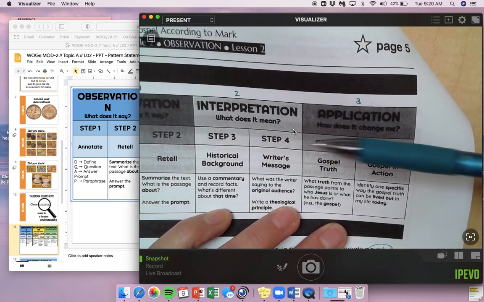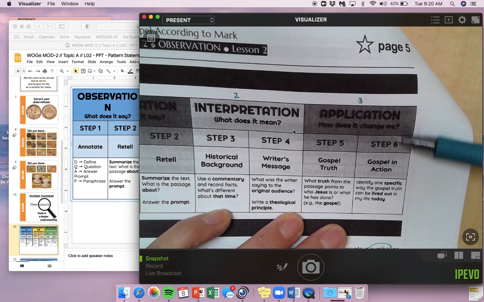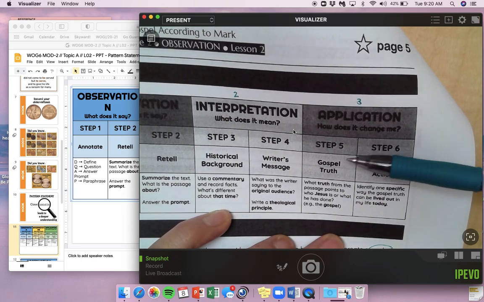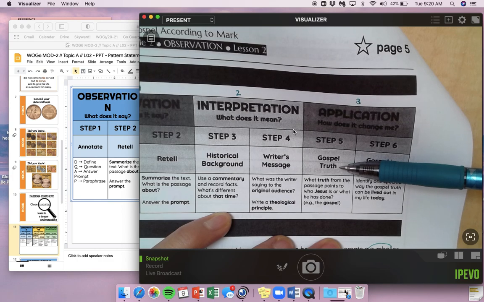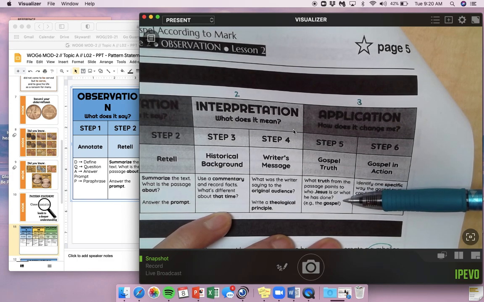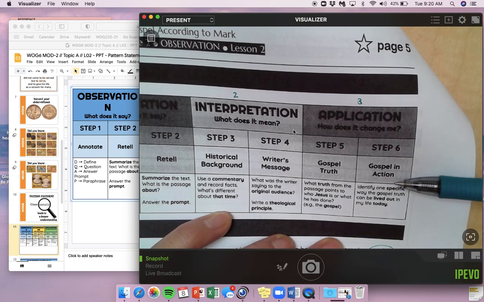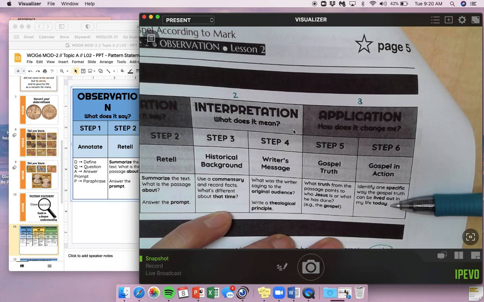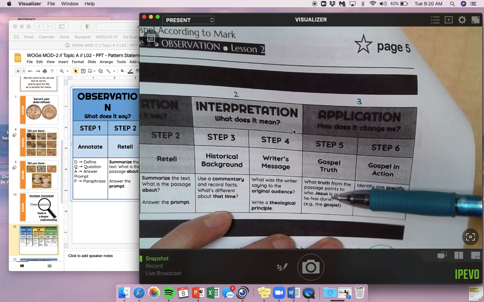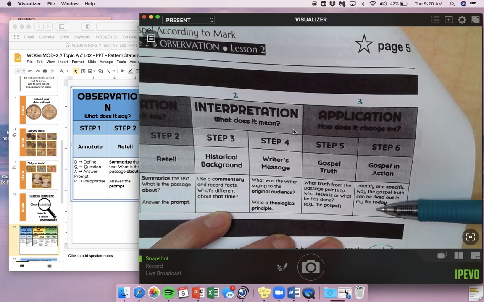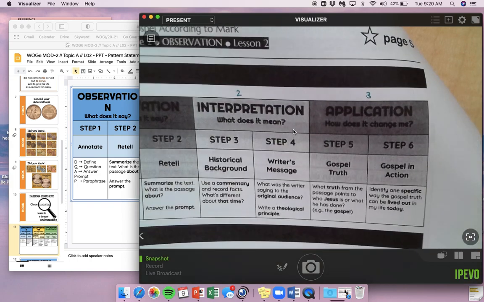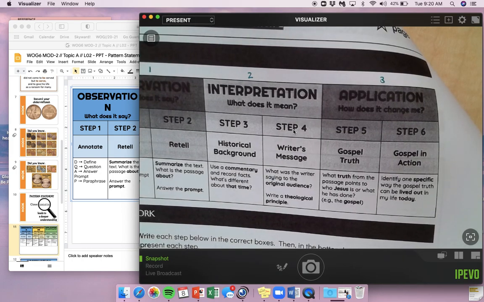After I look at what the text says, after I look at what the text means, the next step is, so what do I do about it? How does it change me? Step 5 is called gospel truth. We're just pulling out from the text a truth about Jesus. Step 6 is identifying one specific way that this truth can be lived out in my life today. We've done application before, but this is just a little more specific.